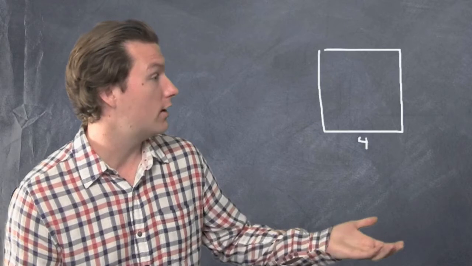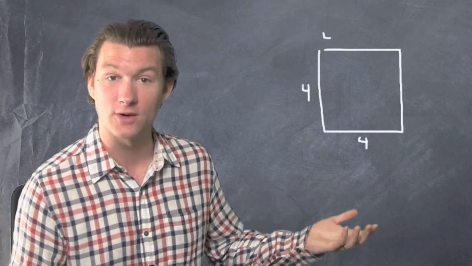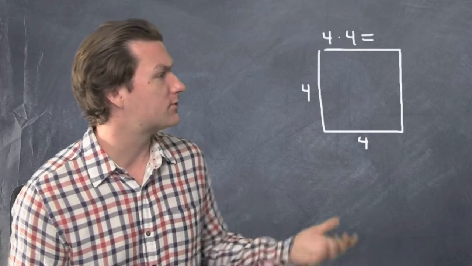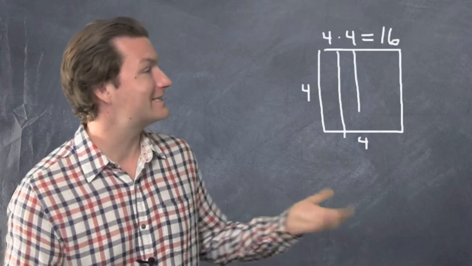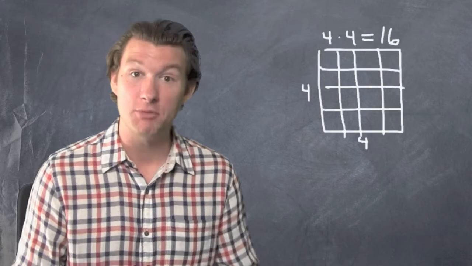How about the side being a little bit higher? Let's say it's 4 as a base, so the height would be 4 as well because the sides of the square are the same. And we do 4 times 4, that'd be 16. You can see there's 16 little squares in that square, and the area would be the base times the height.